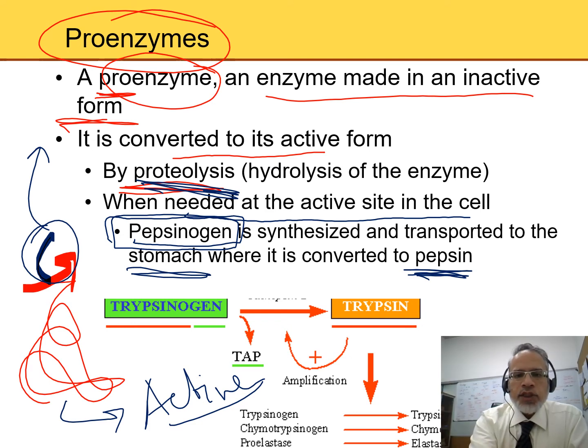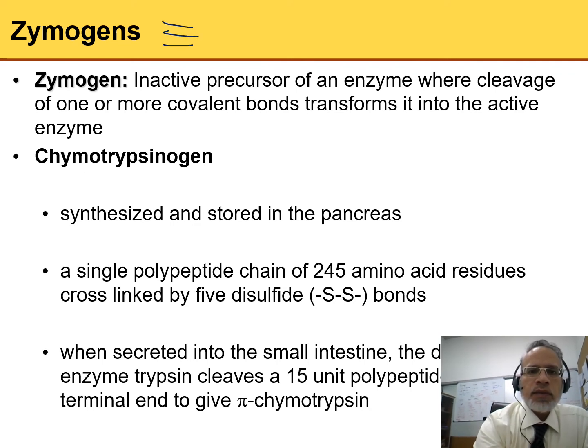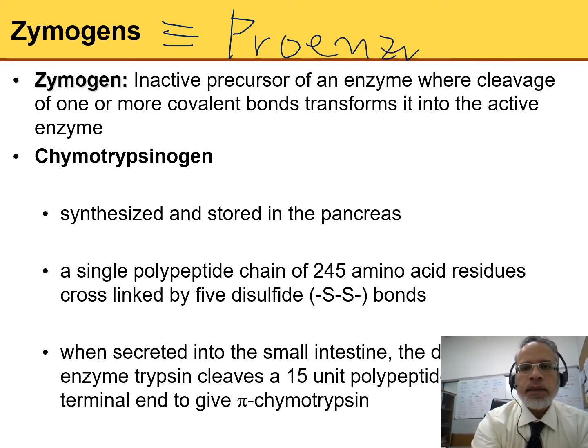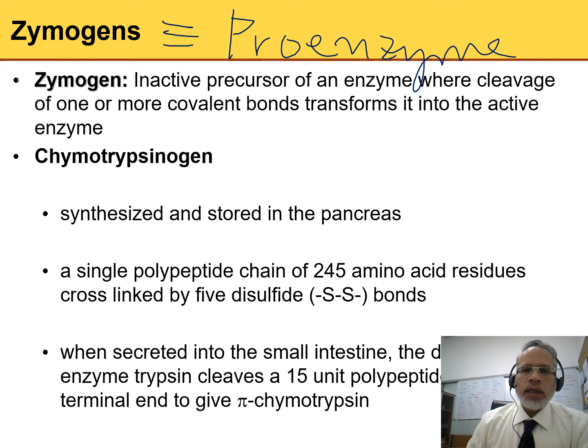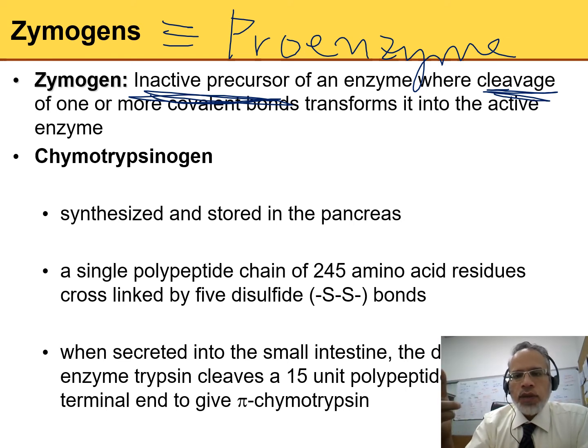Another example is trypsinogen, where this part has to be chopped off, and when you remove that part, it becomes trypsin, which is active, right? There are many other enzymes like this, and we talk about fibrinogen and fibrin as well, same idea. So these proenzymes are also called zymogens. A zymogen is the same as a proenzyme, exactly the same thing. These are inactive precursors, and if you cleave off part of them, they become active. So pepsinogen, trypsinogen, and so on.